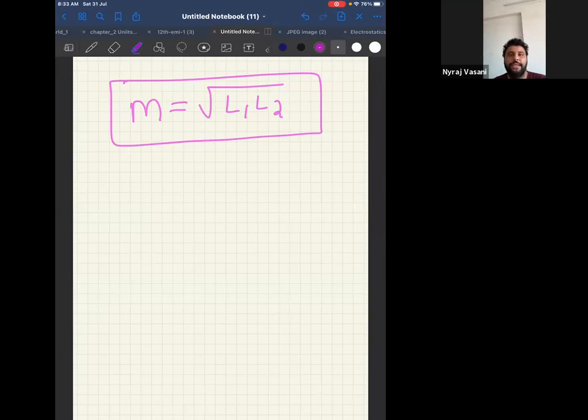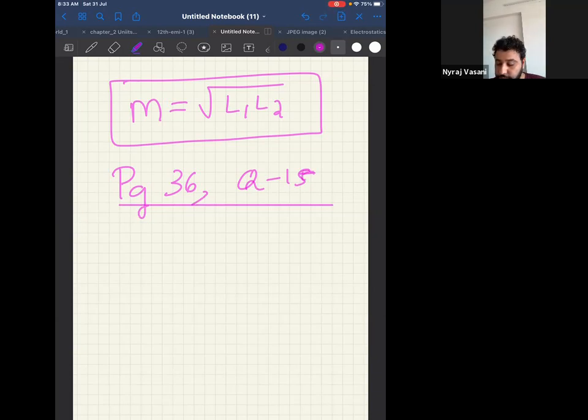Now the question that will come is, just look at question number 15 on page number 36. Question number 15. Tanvi, topic name is EMI. Tell me the answer. Okay. Correct answer is there.